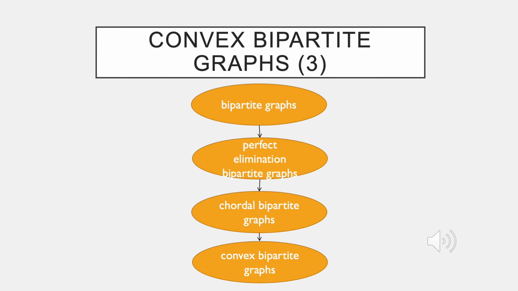Informally speaking, perfect elimination bipartite graphs are those bipartite graphs that have a perfect elimination scheme for the edges, such that the neighbors of each edge in the current graph induce a complete bipartite graph, and there are no edges at the end. A chordal bipartite graph has no cycle on more than 4 vertices. Chordal bipartite graphs are a subset of perfect elimination bipartite graphs, and convex bipartite graphs are a subset of chordal bipartite graphs.